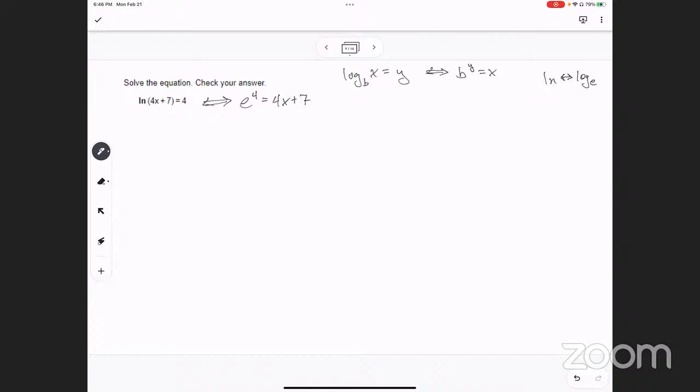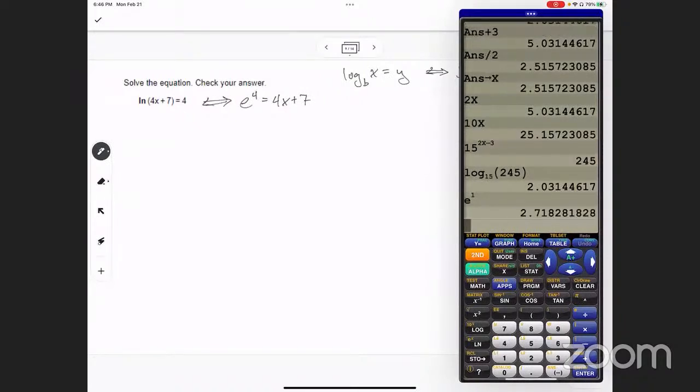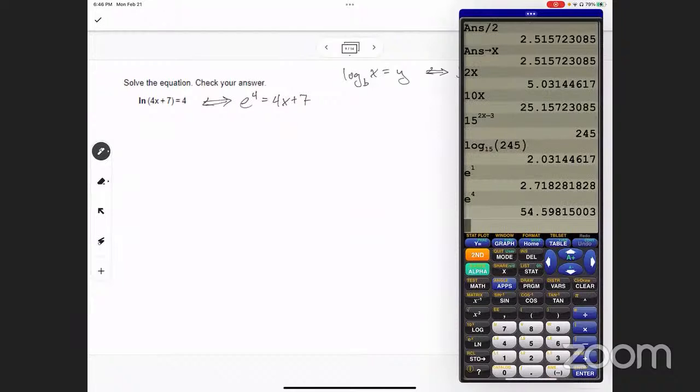Now, e to the 4 is just a number. Remember, e is actually just a number. I'll show you e. That's e. It's kind of like pi. It's a special number. So e to the 4th is just that number to the 4th power, which is that number. Got it? So this is just 54.598, I'll say, equals 4x plus 7. Now what? Remember, I'm trying to solve for x.